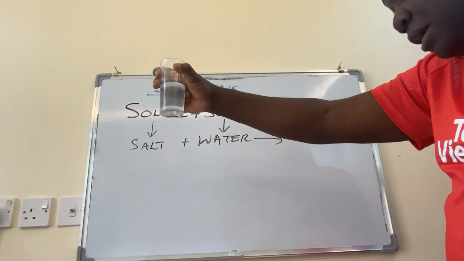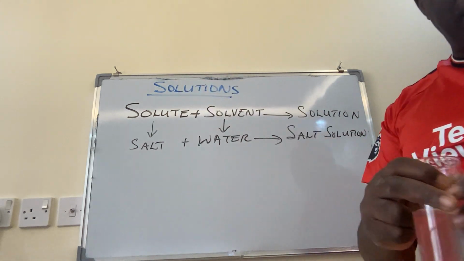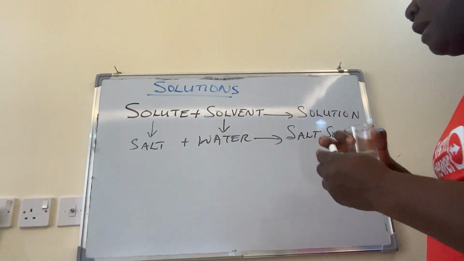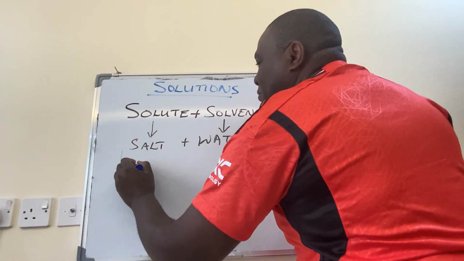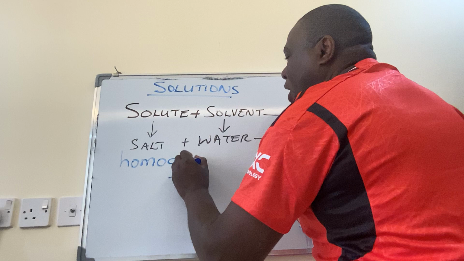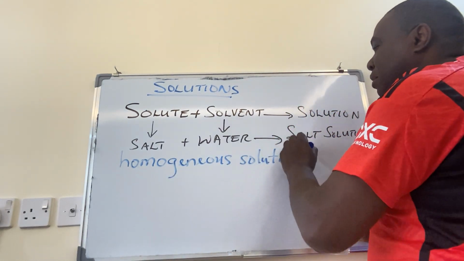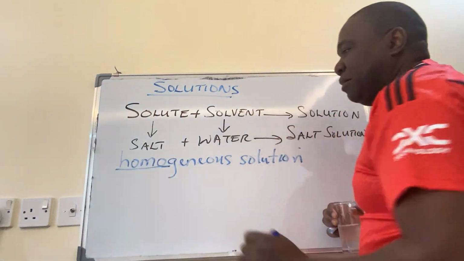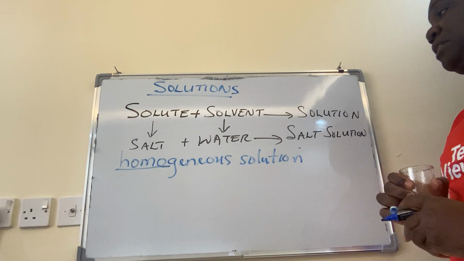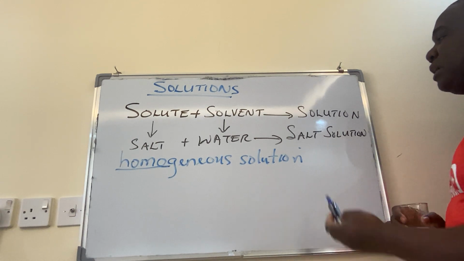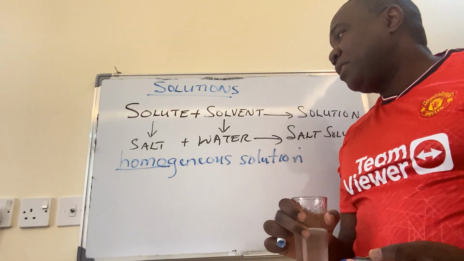If I look closely in the solution, I don't see any differences here. So we say we have actually formed what we call a homogeneous solution. Okay? This means the same. It's uniform. I'm not seeing any substances hanging in solution. In other words, a salt solution is a homogeneous solution.